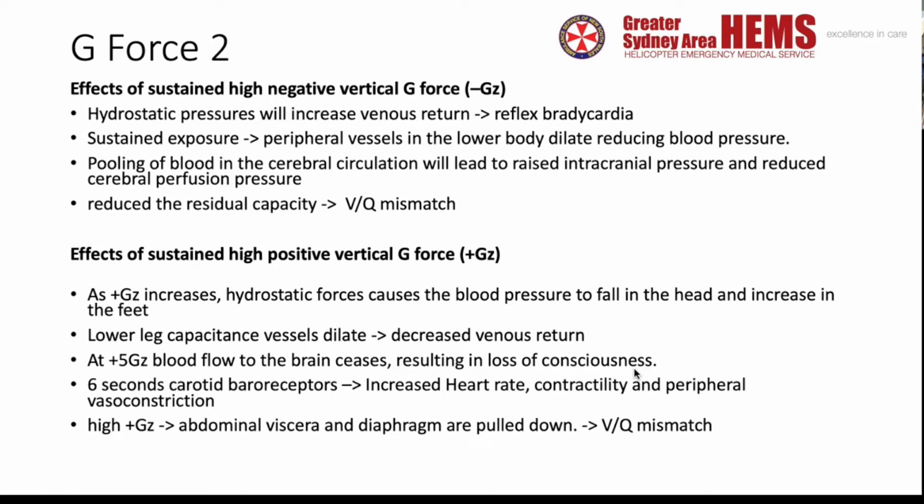After about 6 seconds of exposure to high positive G, you'll get an increase in heart rate and peripheral vasoconstriction, as your carotid baroreceptors kick in and start to compensate. And again, you get a VQ mismatch in the opposite direction: the abdominal viscera and the diaphragm are pulled down, which means you get better oxygenation at the top of the lungs and perfusion at the base of the lungs.